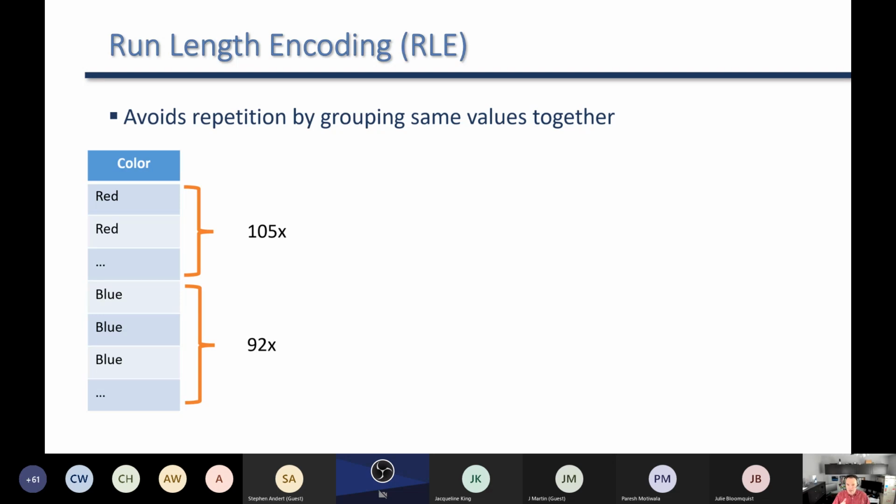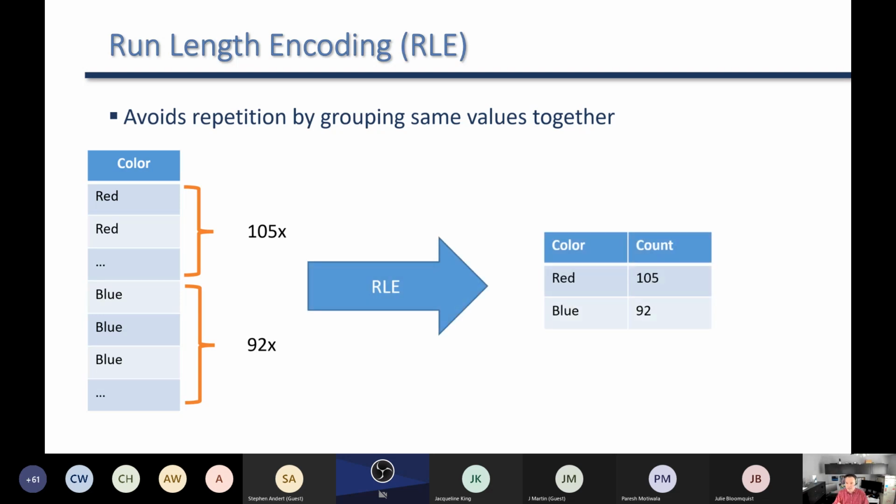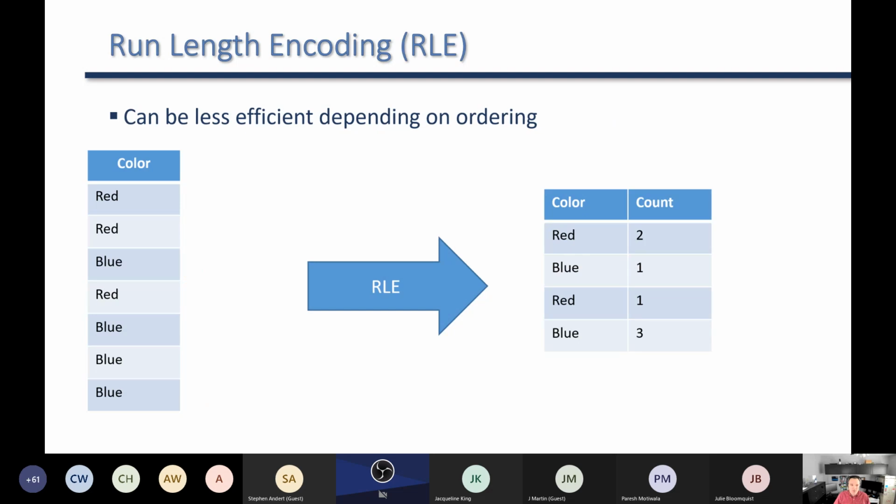If it's set up this way, and if the stars align and whatnot, we could actually run length encode these into just this, right? Red 105, blue 92. And then the engine would know behind the scenes that if I'm selecting from the first 105 rows, the value is red, next 92, it's blue. But if your data is sorted differently, then that might not be nearly as efficient, right? If we go red, blue, blue, blue, etc., now our run length encoding becomes a bit more complicated, and the space savings are less so.